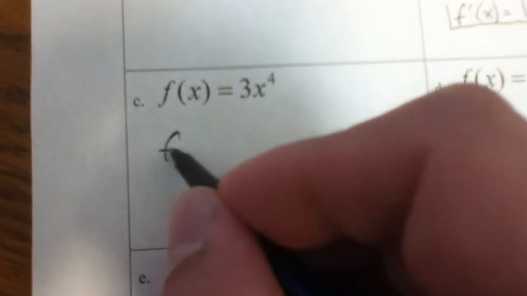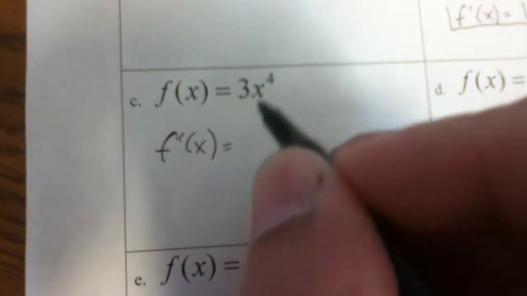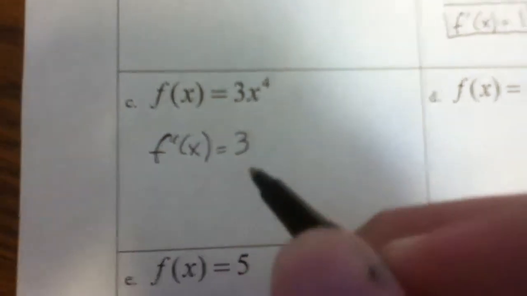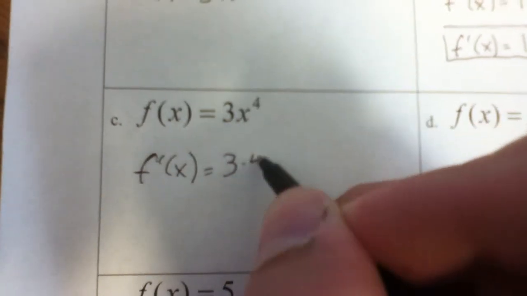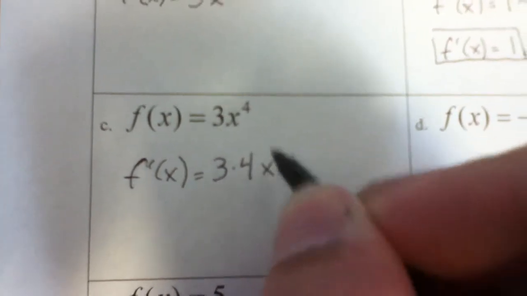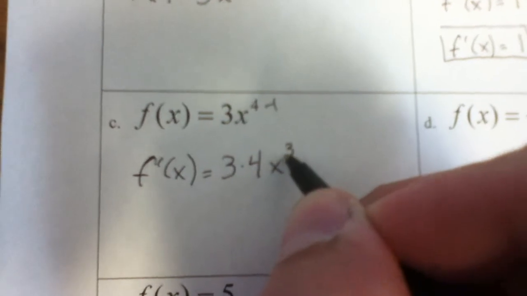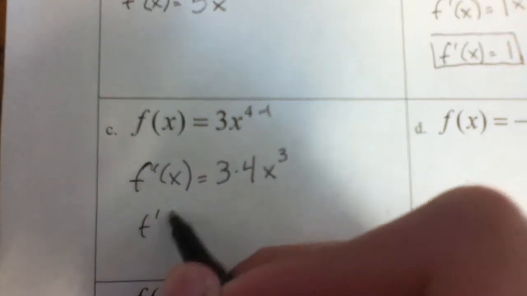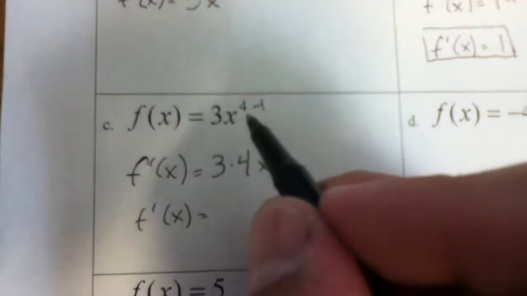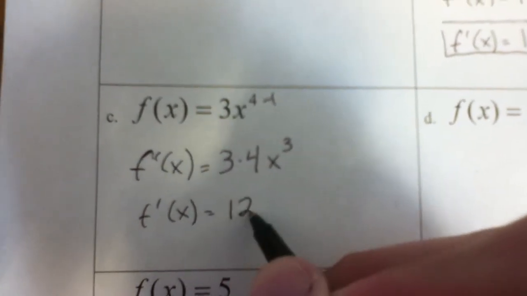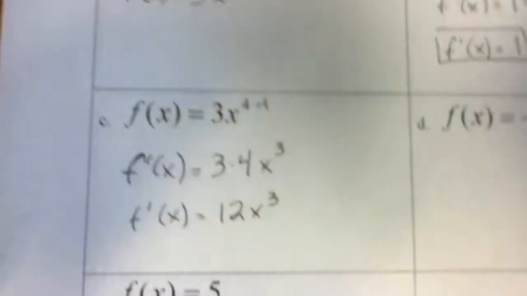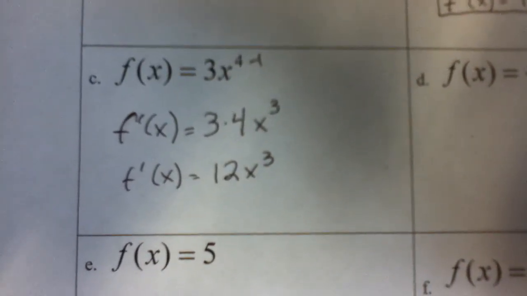Now, next one. We've already talked about this, but just to remind you, if there's a number in front, we leave the number in front. The 4 would go in front. Subtract 1, we get 3. Now, you're probably already seeing a shortcut. The exponent moves in front, and we just multiply these. So 3 times 4 is 12x to the third. 12x to the third. Okay?